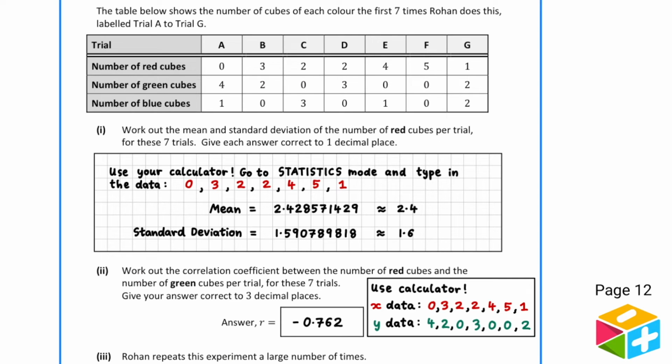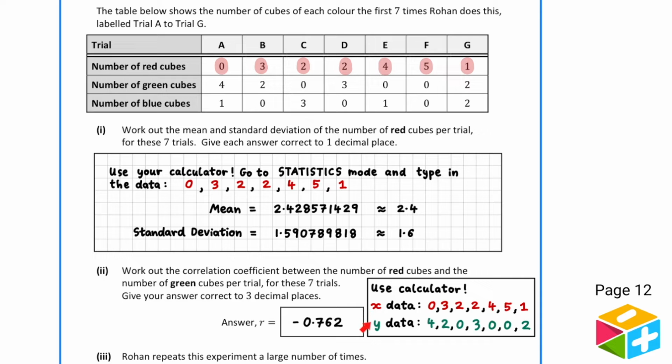In part 2, we must work out the correlation coefficient between the number of red cubes and the number of green cubes. Again, this will boil down to calculator work. This time, there'll be 2 lists of data we'll need to input. For the X data, we should put in the values for the number of red cubes. 0, 3, 2, 2, 4, 5, 1.